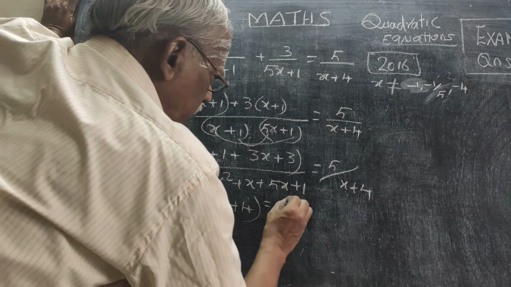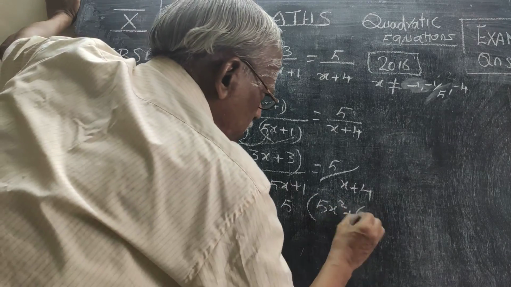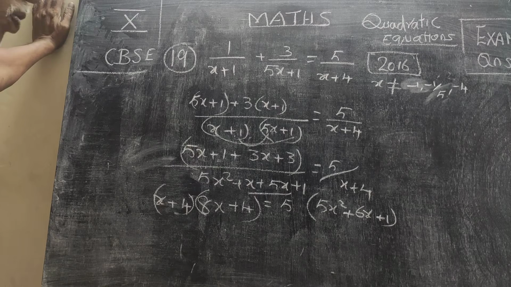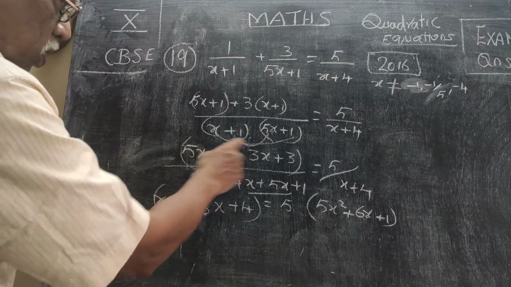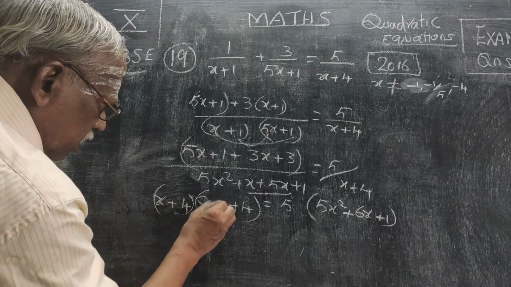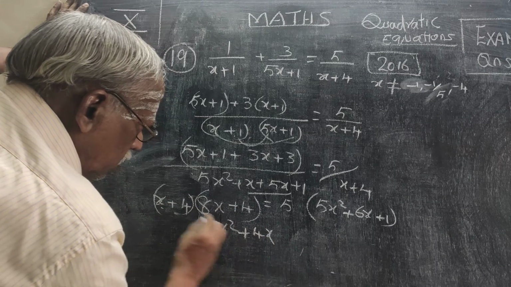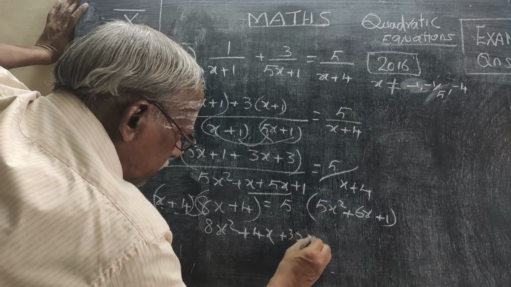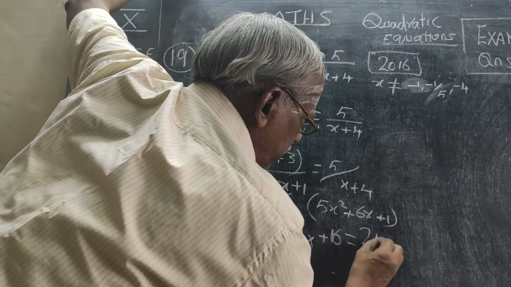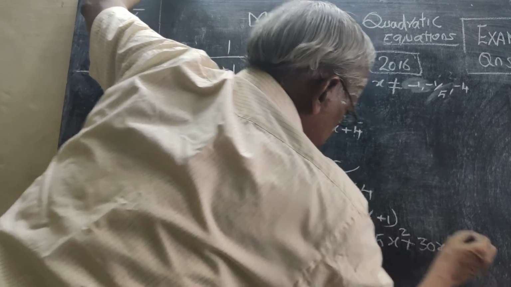That is equal to 5 times this part, 5x square, x plus 5x, 6x plus 1. So this part is 5x plus x, 6x. So x plus 4 into 8x and then plus 4. Multiplication of this, you will be getting 8x into this. So 8x square, x into 4, so 4x. 4 into 8, so 32x, and then 4 into 4, 16. That is equal to here 25x square plus 30x plus 5.